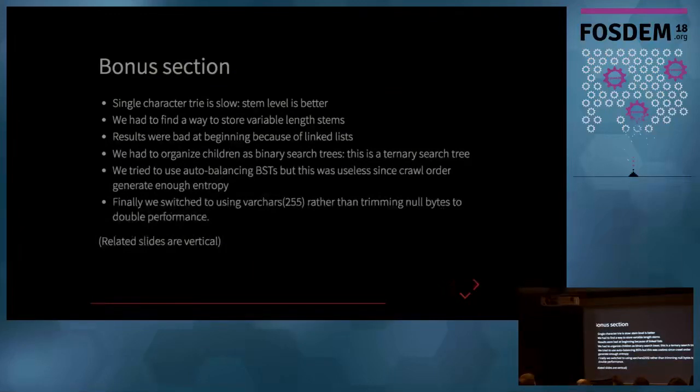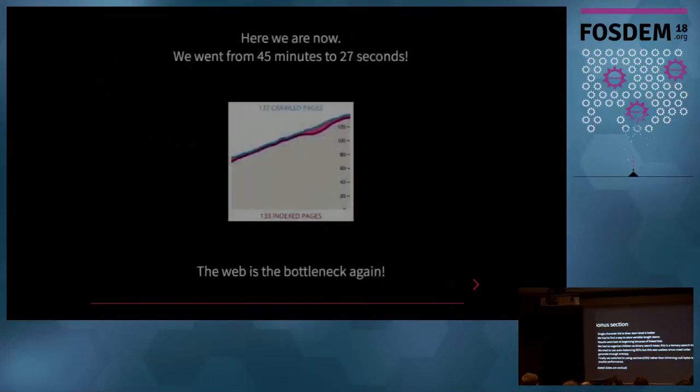Afterward, we tried to auto-balance those binary search trees because notoriously those trees can degrade to a linked list, but it did not help, because reads were slower and writes were slower, since the order in which we insert things in the tree generates enough entropy not to degrade the structure. And finally, we switched to using varchars, so reserving 1 byte to know the length of the string, so we don't have to trim null bytes, and we doubled performance.